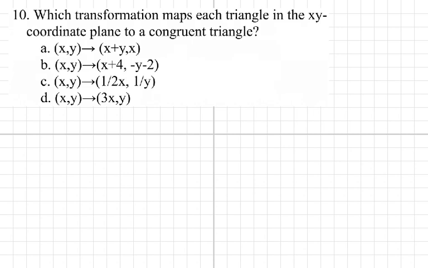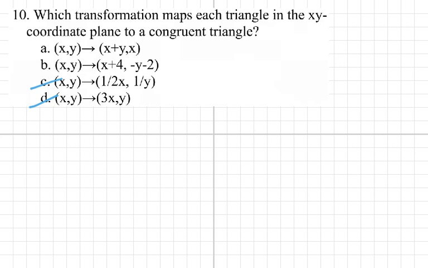Okay, which transformation maps each triangle in the xy coordinate plane to a congruent triangle? Notice that it doesn't even give you a triangle. You could make one up if you wanted to, but we talked about this in our lessons. The only transformation that's going to make it not be congruent is a size transformation, so anything dealing with multiplication. Look at part D. If you multiply the x coordinate by 3, you're going to change the size. Look at part C. If you multiply x by 1/2 and you do 1 divided by y, remember multiplication and division pretty much do the same thing. They're going to change the size. So the only two options you have are A and B.